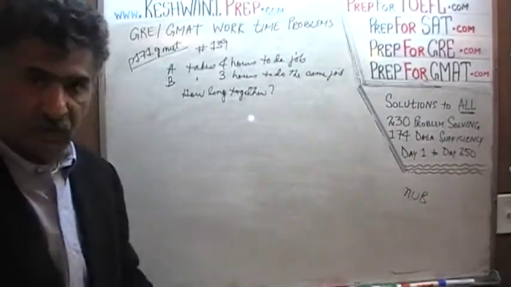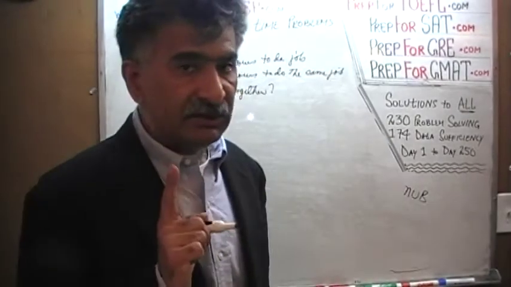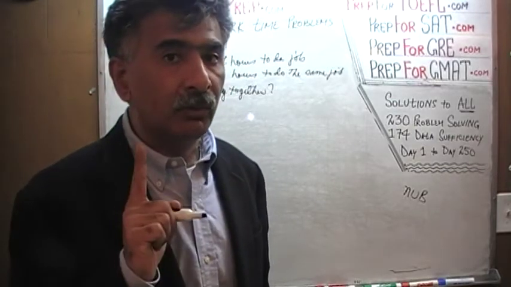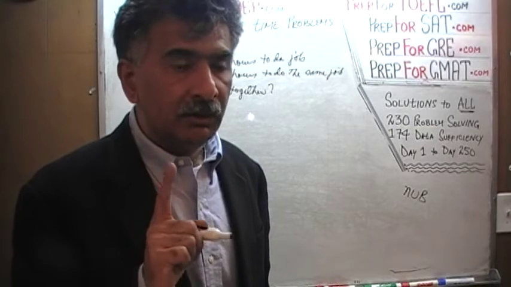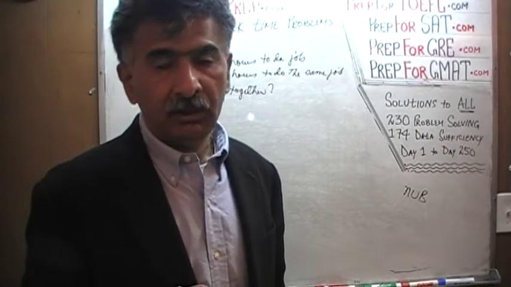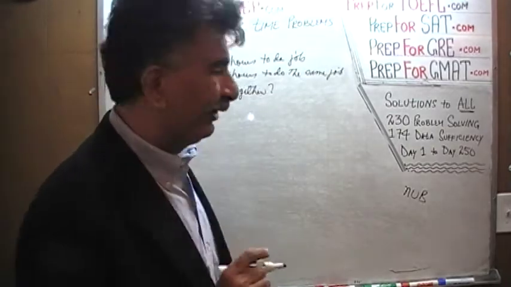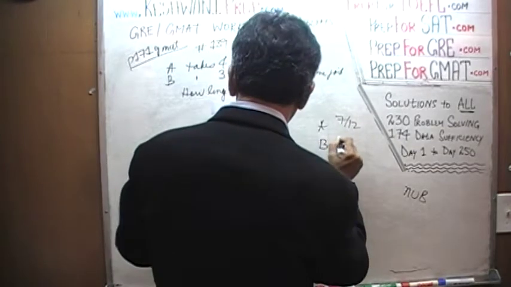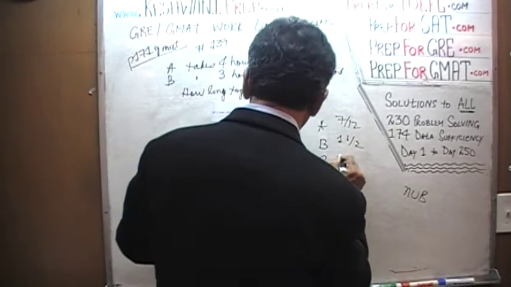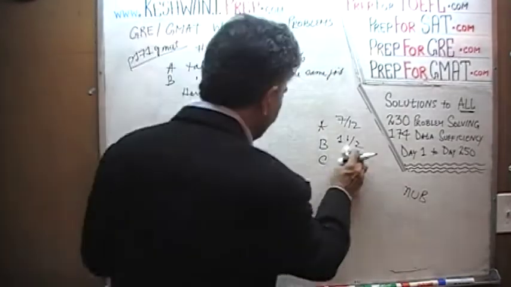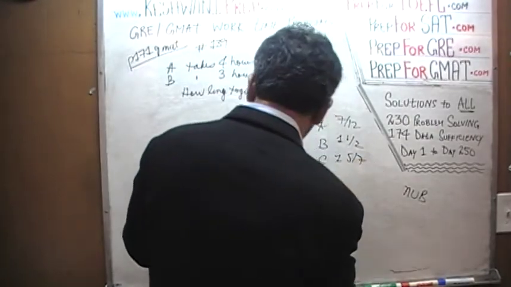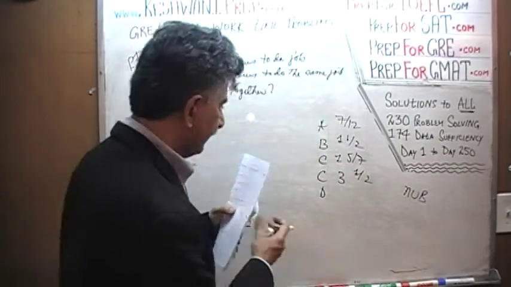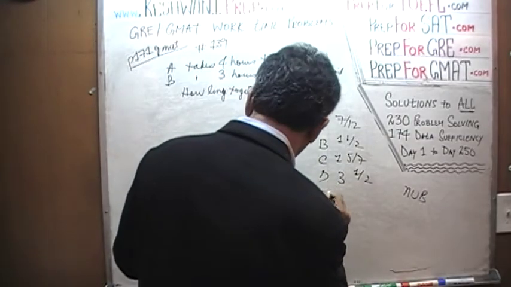Here are the answer choices. That's the beauty of these questions. These questions come from a standardized exam, the GRE and the GMAT. Of course, these are multiple choice questions, and therefore they are prone to certain manipulations. They are vulnerable. They have a weakness, and I'll show you the weakness in a second. Here are the answer choices. A says 7/12. B says 1 1/2. C says 1 5/7. D says 3 1/2. And E says 7.